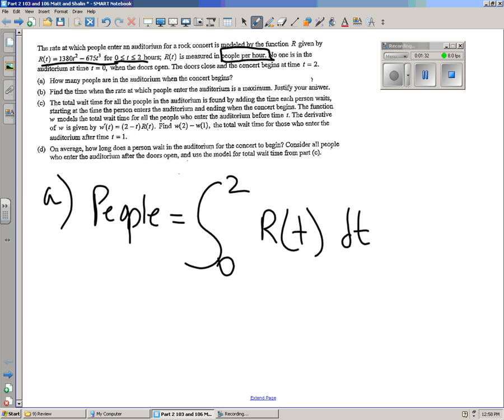And r of t is represented by 1,380 t squared minus 675 t cubed. And this rate measures people per hour. So we have people per hour over here, and we have hours since dt is time. Once we cancel, we're going to get people. So once you integrate 1380 t squared minus 675 t cubed from 0 to 2, after using the calculator, doing math 9 and plugging in everything, you should get approximately 980 people.